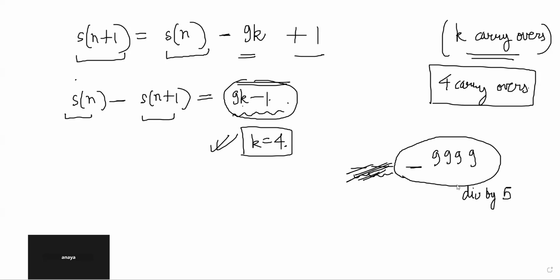So the original number is divisible by 5. The sum here is 36. To make the sum of the digits of the original number divisible by 5, we need to put a 4 here, right? The smallest way to do that is to put a 4. You can put a 9 also, right?